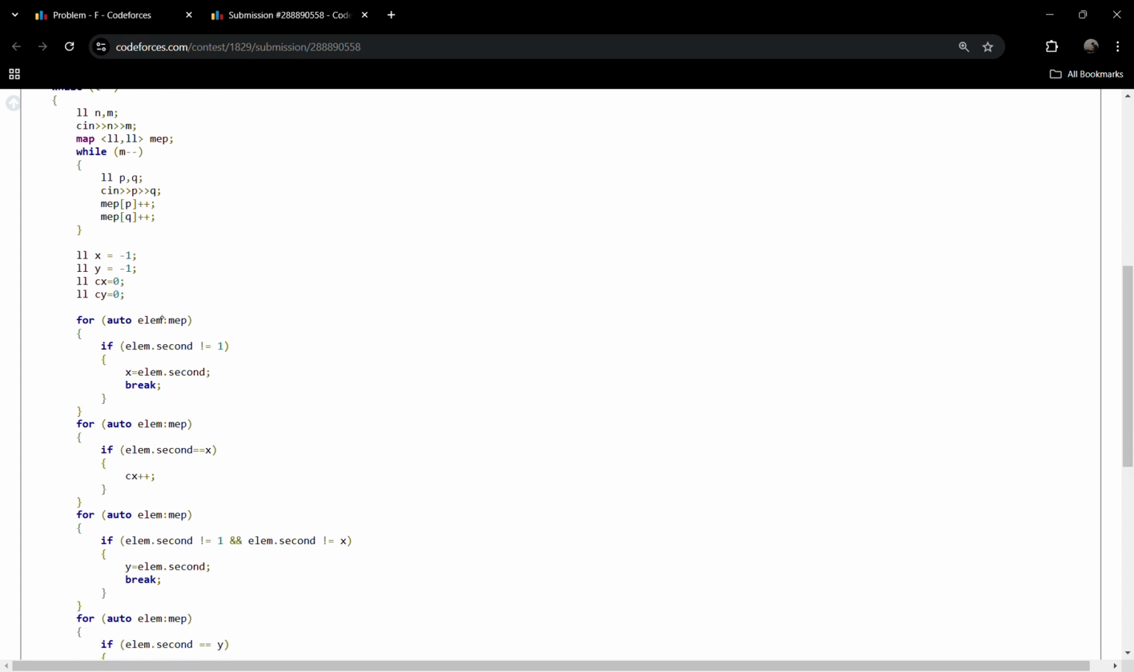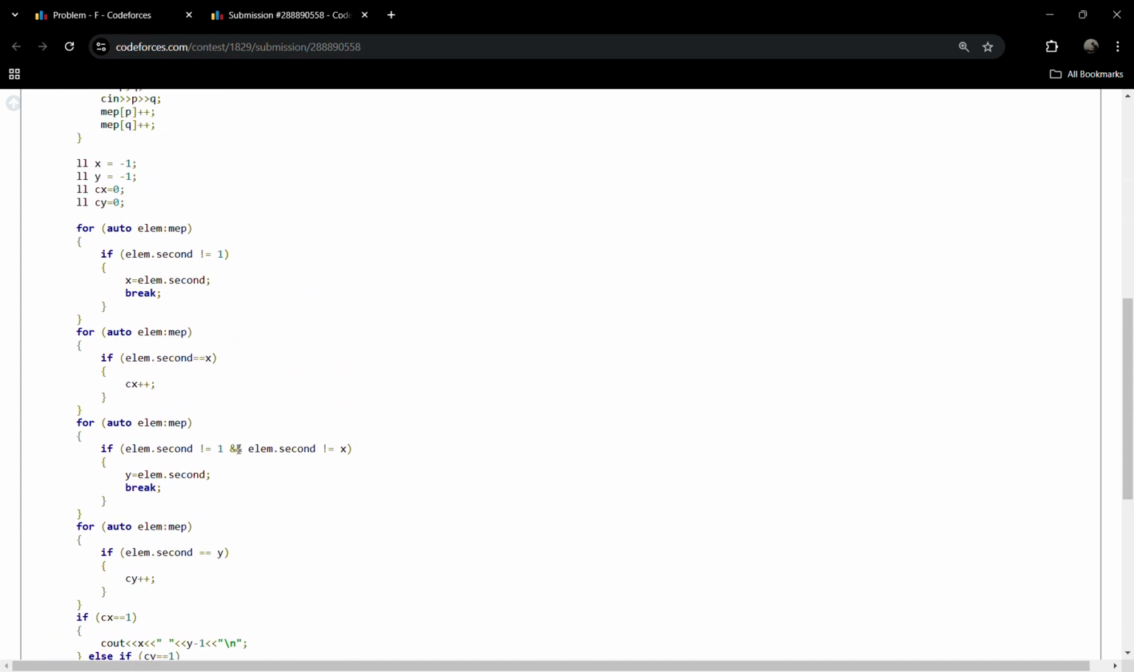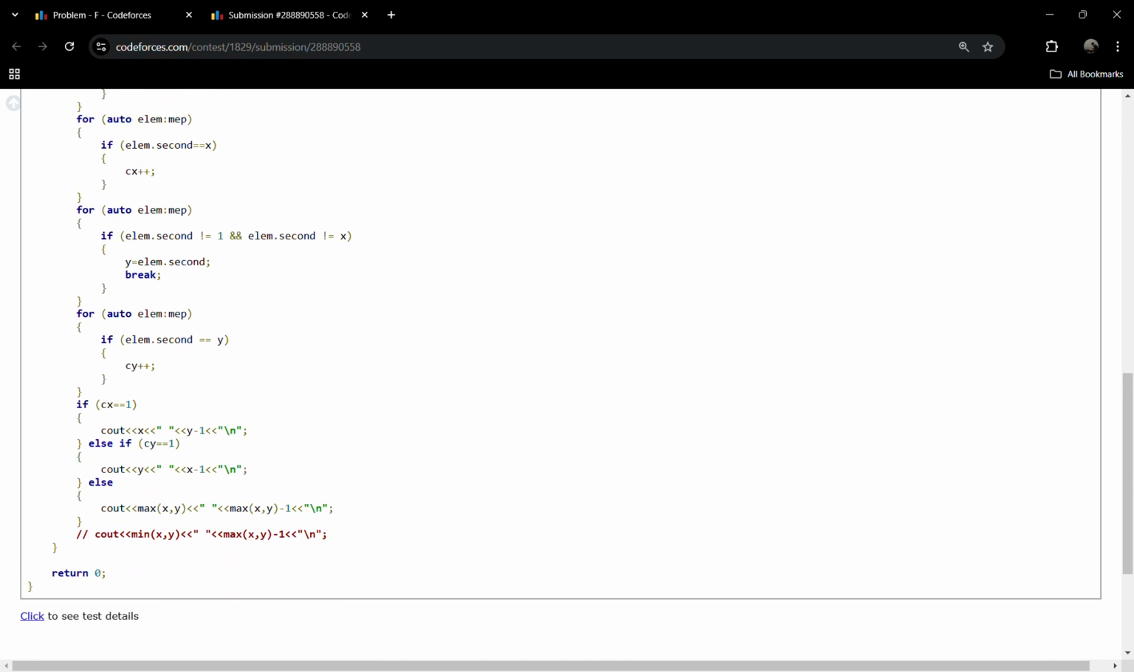How will I do that? I will iterate over every element in the map, and if the second number is not 1, that means that particular node or vertex in the graph is not a leaf. So I will assign x equal to elem dot second. Afterwards I will exchange x and y. The implementation doesn't take into account that x should be x only and y should be y only. I can alter this while outputting my answer.